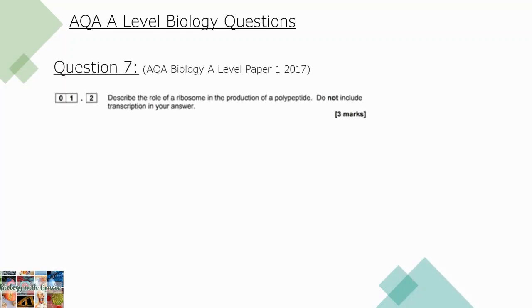Question 7. Describe the role of a ribosome in the production of a polypeptide. Do not include transcription in your answer. So we know that, of course, ribosomes are involved in translation. So we need to be discussing translation here.